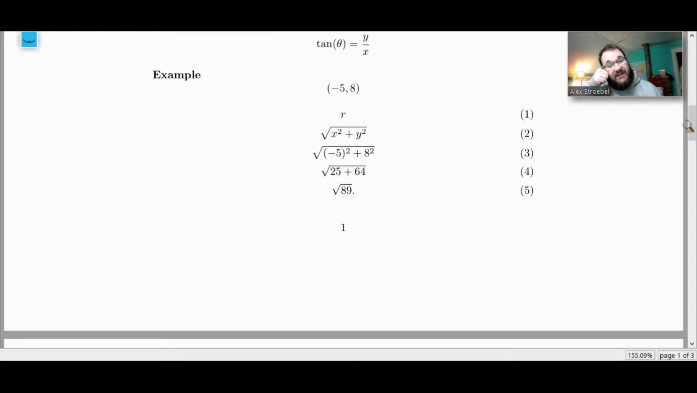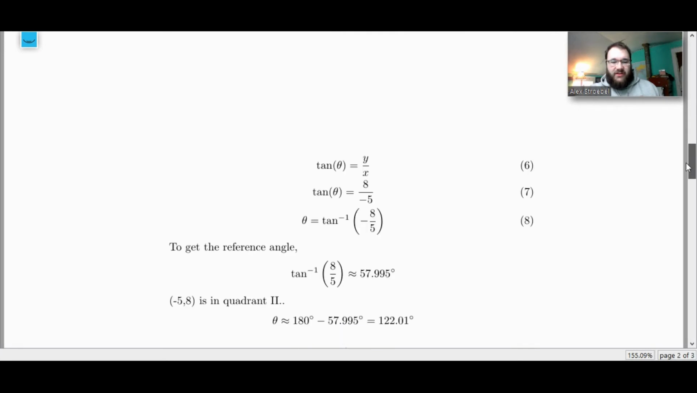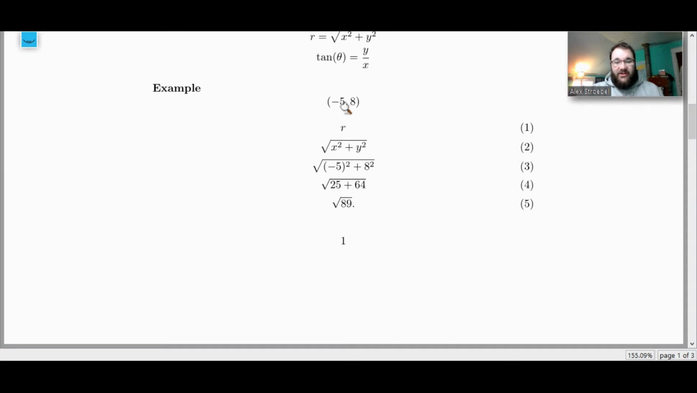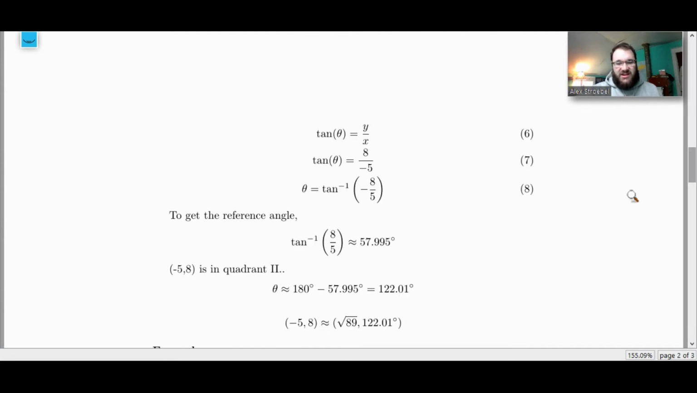Here is the point -5, 8. For r, you just use the Pythagorean theorem to find the square root of 89. You just take 5 squared, 8 squared, add them together, and take the square root. We can find the reference angle for theta by taking the inverse tangent of y over x. 8 is our y and -5 is our x, so we take the inverse tangent of 8 over 5. That gives us a reference angle of 57 degrees.